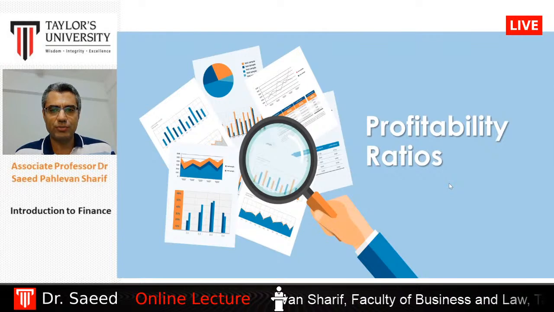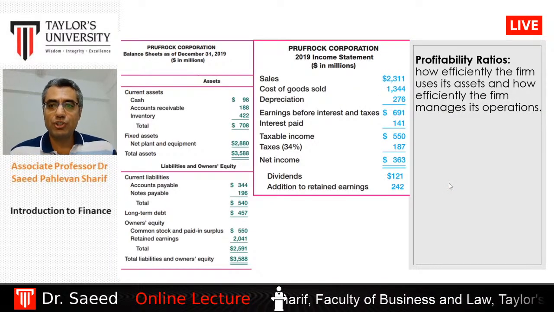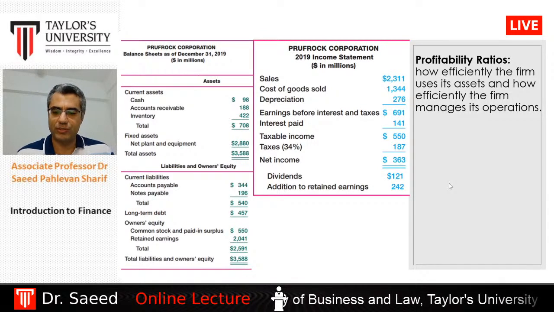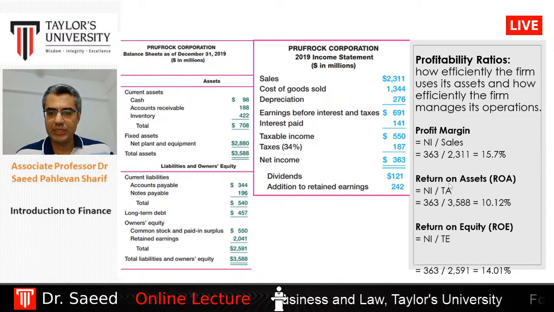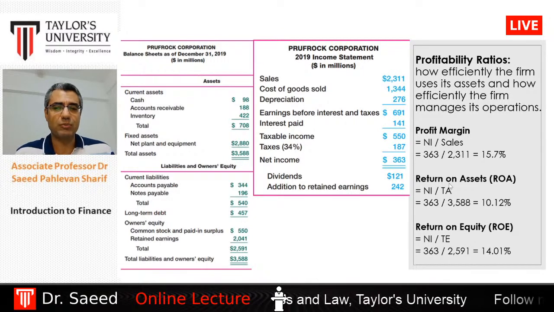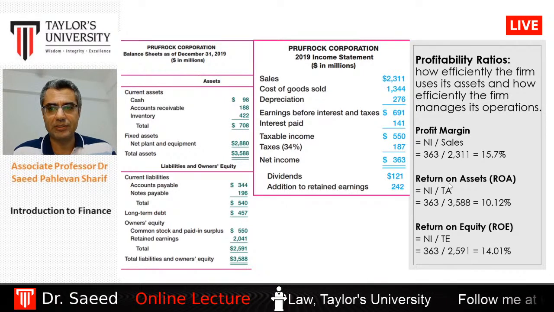Profitability ratios. These ratios measure how efficiently the firm uses its assets and how efficiently the firm manages its operations. Here I want to show you 3 important ratios. These ratios are very important, very useful for shareholders and investors.